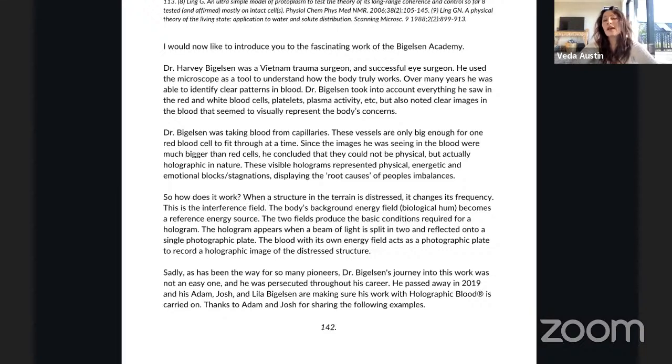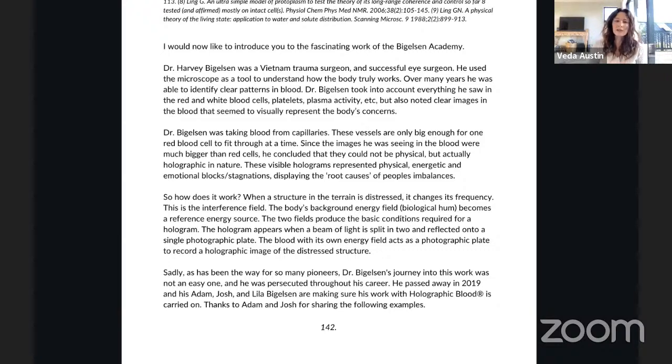Now, this is how they wrote this for me. I've got permission from them to share this, and I think it's really interesting. So they said that when a structure in the terrain is distressed, it changes its frequency. This is the interference field. The body's background energy field or biological hum becomes a reference energy source. The two fields produce the basic conditions required for a hologram. The hologram appears when a beam of light is split and reflected onto a single photographic plate, and the blood, with its own energy field, acts as a photographic plate to record a holographic image of the distressed structure.